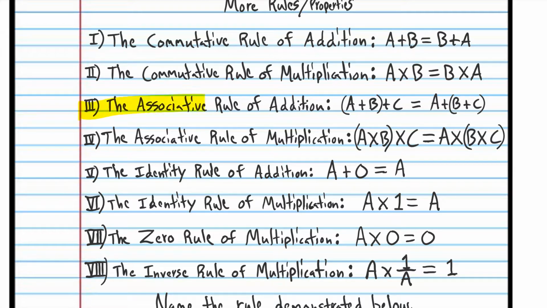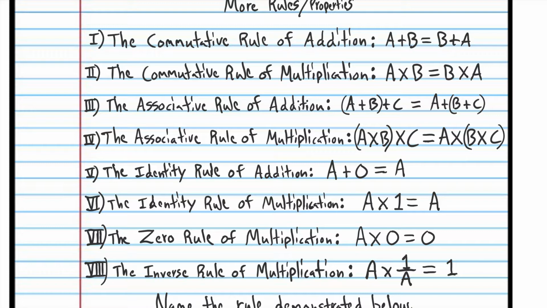With the associative rules, you're not changing the order of the numbers. You see, we have ABC, and on the right side of the equation, we have, again, ABC. You're not changing the order. You don't get ACB or BAC or something like that. Same thing with multiplication. So the associative rules are not talking about changing the order of the numbers. Well, it's described as changing the grouping of the numbers.